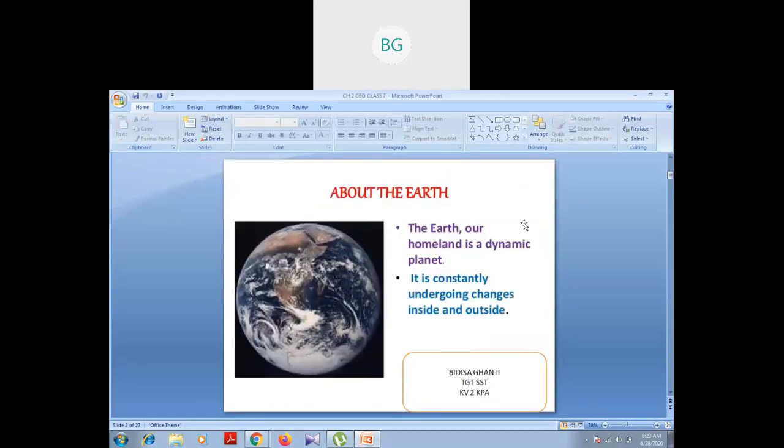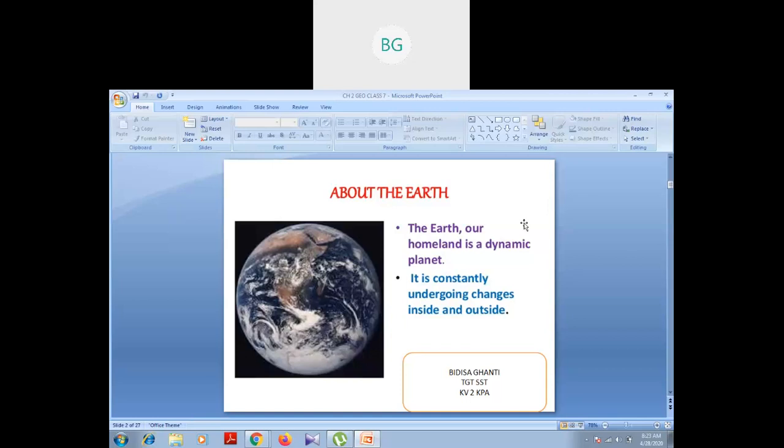And as you all know, our Earth is the only planet in the solar system which has life, and this is our homeland. It's a dynamic planet where changes are always happening. It changes inside and also outside, and in this chapter we will know how it changes inside and what the layers of the Earth are.